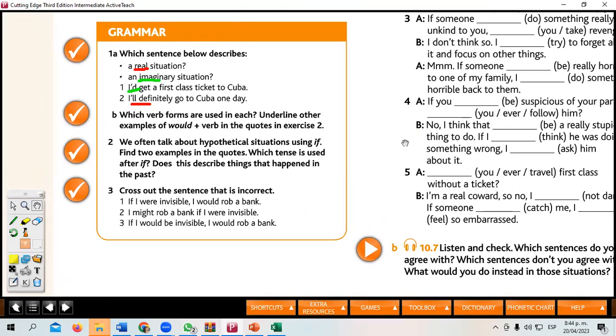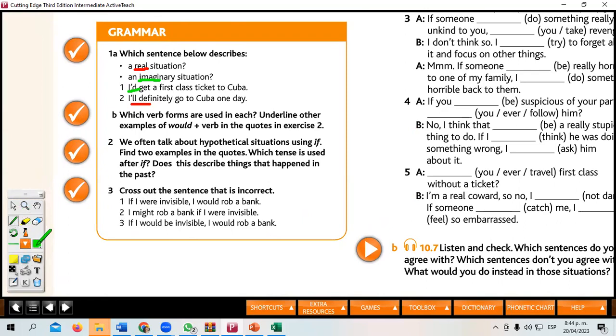For example, before we continue, let's check here in part 3. There is one sentence that is incorrect. If I were invisible, I would rob a bank. I might rob a bank if I were invisible. If I would be invisible, I would rob a bank. Which sentence is incorrect?